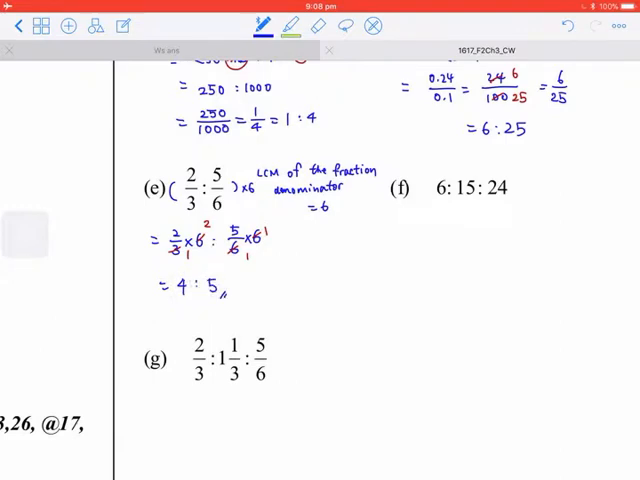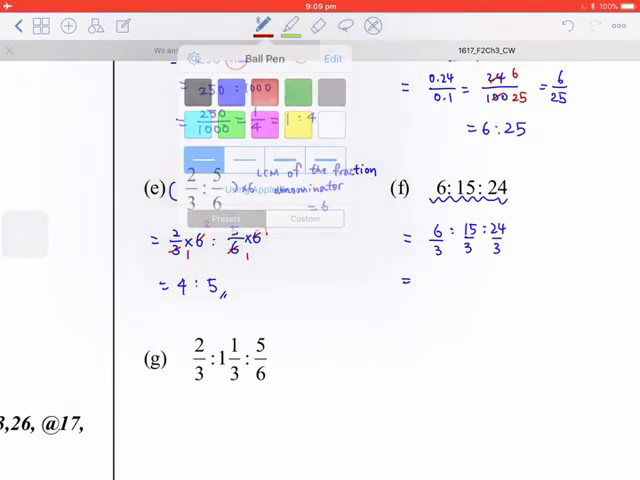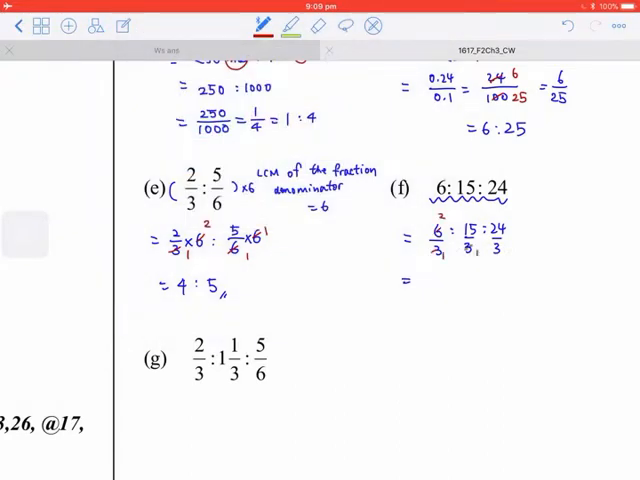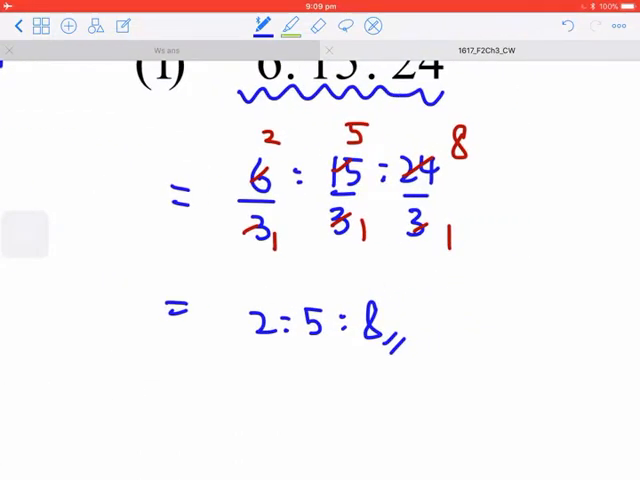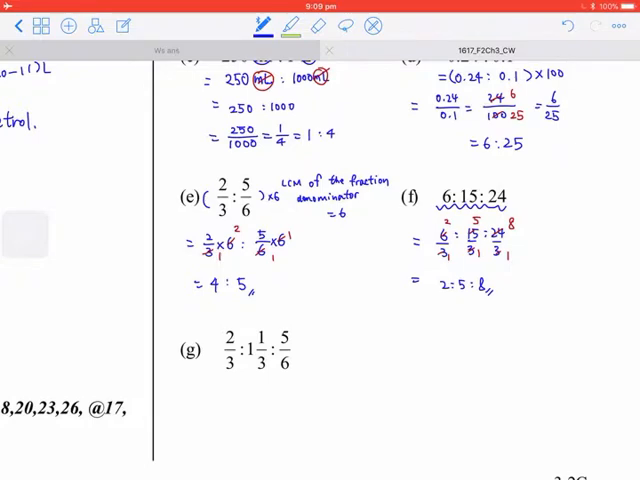For this one, even when there are 3, you can just do something similar. If you know that all of them contain a factor of 3, you can just cancel it like this, and then you have 2 to 5 to 8. That is how we simplify it. That is what we call the simplification, the simplest ratio.